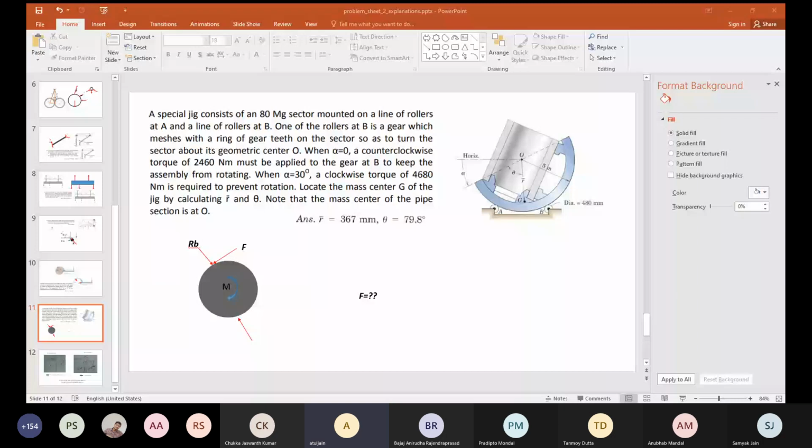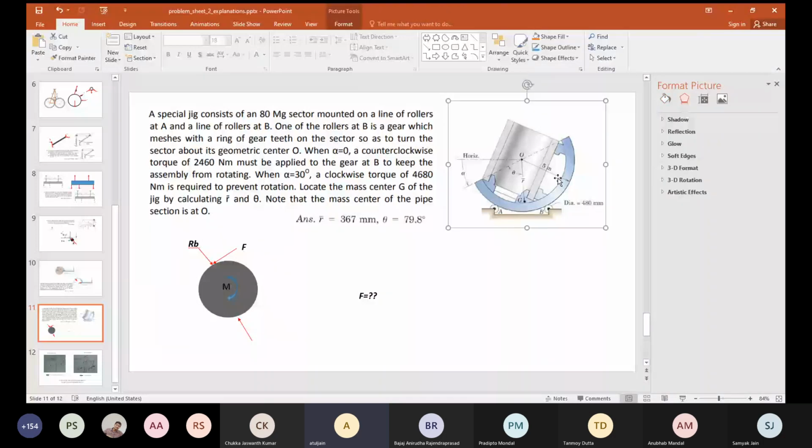Okay, let me try to explain what is happening in this problem because we don't have enough time. Here you have a certain mass and at B you have a gear. What does a gear do?